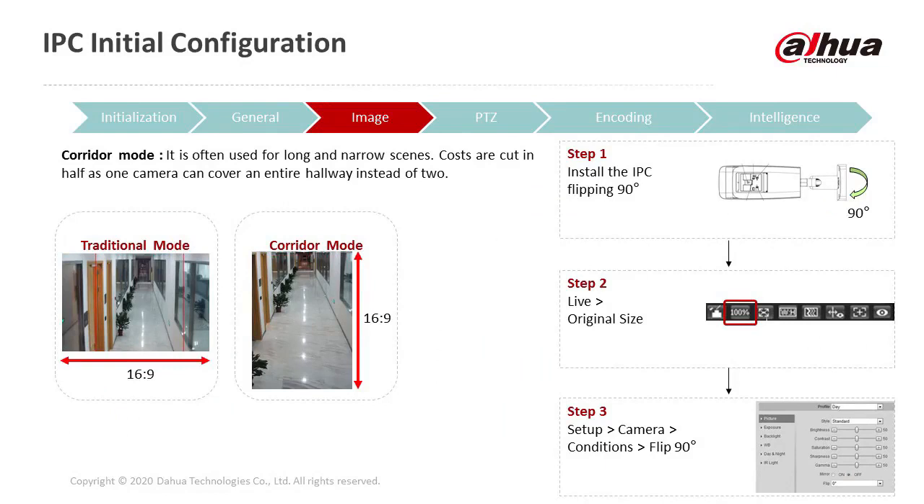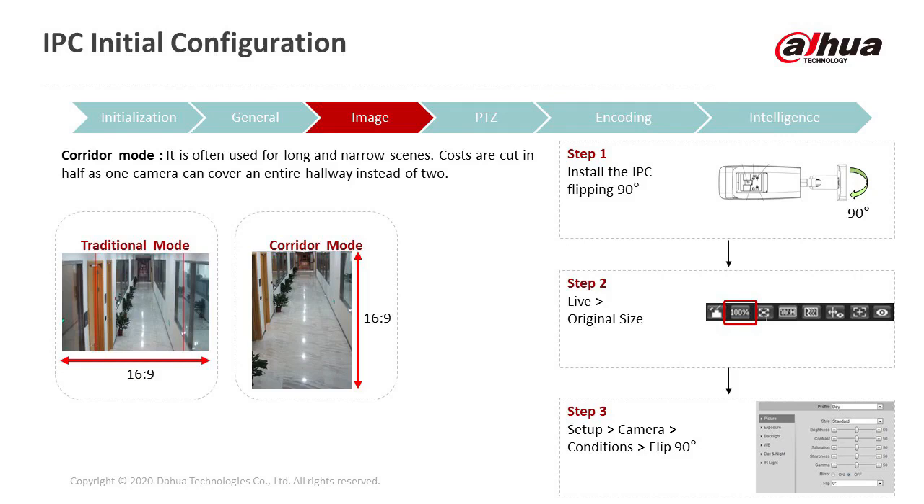Corridor mode is often used for long and narrow scenes. To set the corridor mode, we need to install the IPC flipping 90 degrees and enable the original size, and then set the camera conditions as flip 90 degrees.